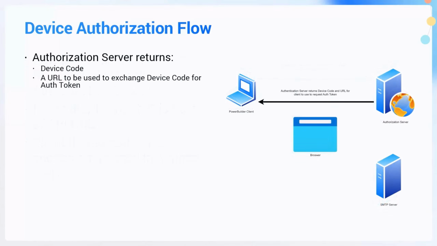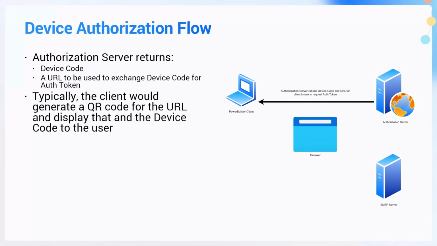That's going to send back a REST response, and that's going to include a device code. Now, this isn't the auth token. This is a device code. It's something we can exchange for an auth token. And the second thing it's going to send back is a URL that we can call to take that device code and send it to the authorization server, and it will send us back the auth token.